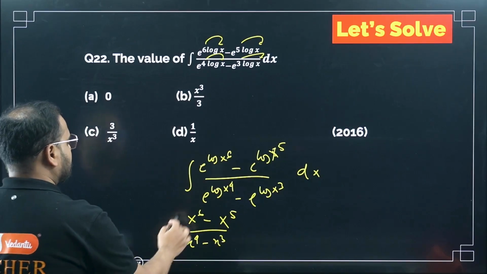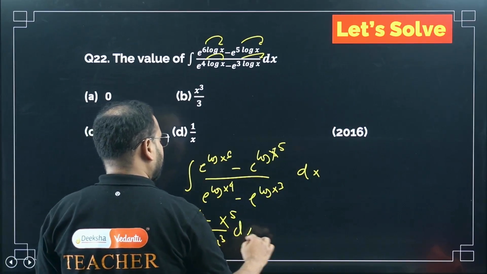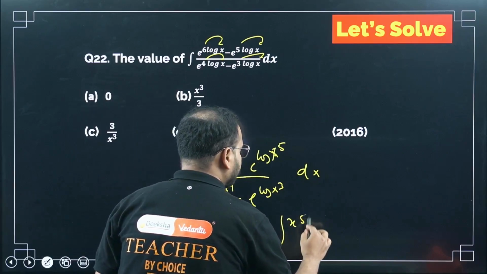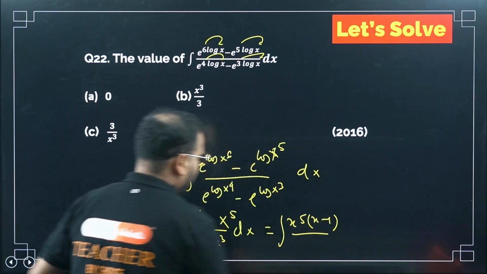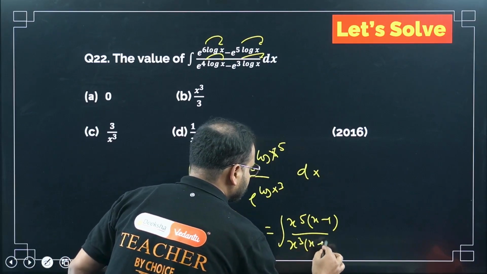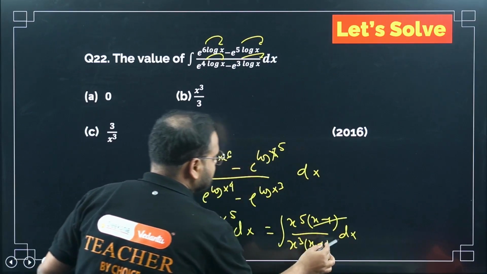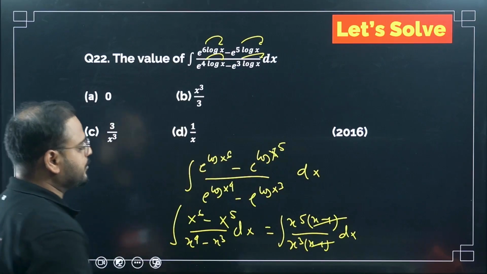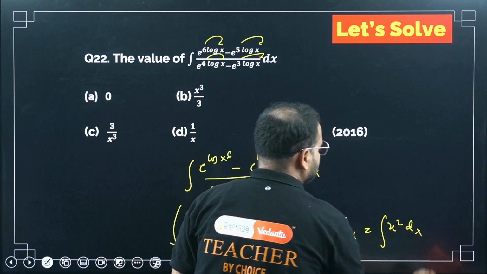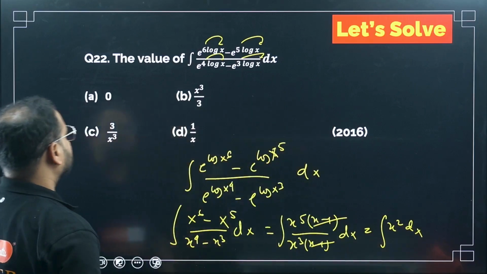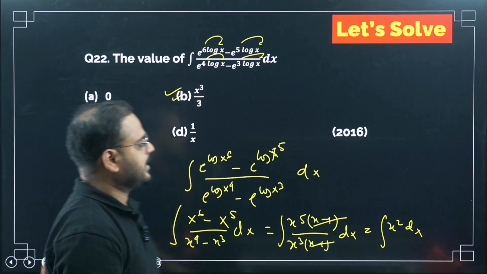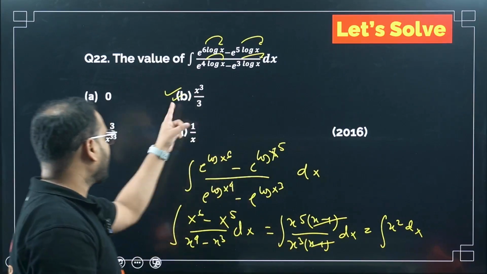Take x power 5 common in the numerator, so x power 5 with x minus 1. What is common in the denominator? x power 3 is common. So x minus 1 dx, cancel and cancel. What do I get? Simply the integration of x square dx. How much is the answer? Integration of x square is x cube by 3. Okay. Option number B.